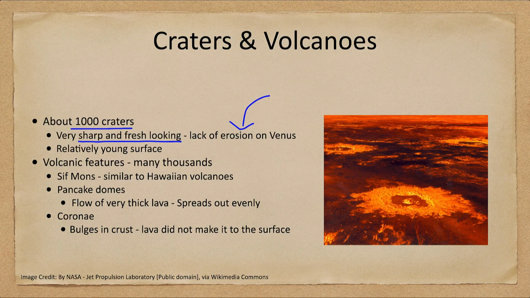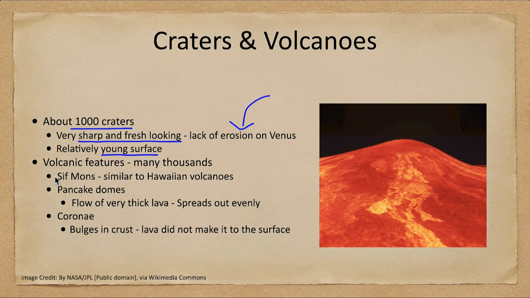Venus has no water, and it's a very still, stagnant, thick atmosphere. So it doesn't even have a lot of wind erosion. But we do know that the surface is relatively young, at least compared to that of Earth. We see volcanic features as well. And in fact, Sif Mons is very similar to the Hawaiian volcanoes that we see on Earth.